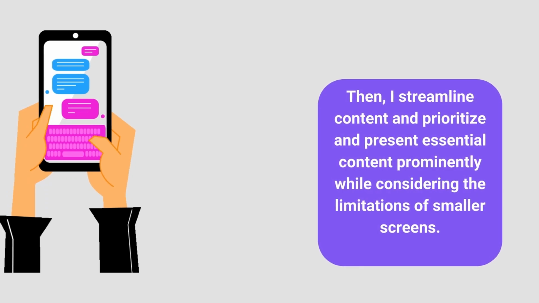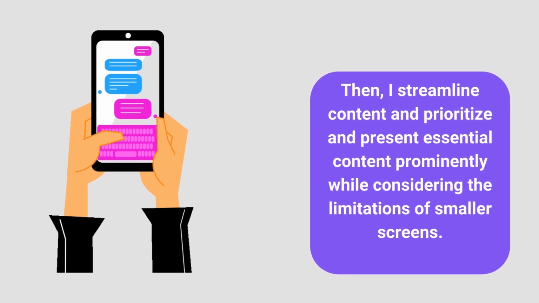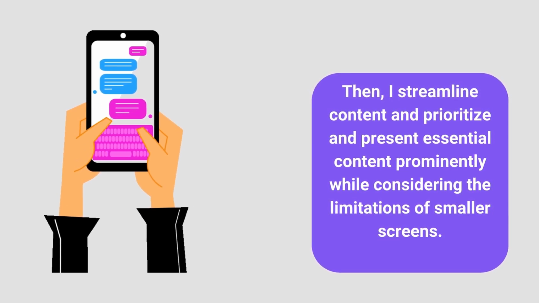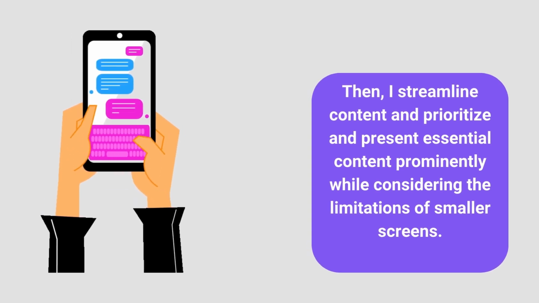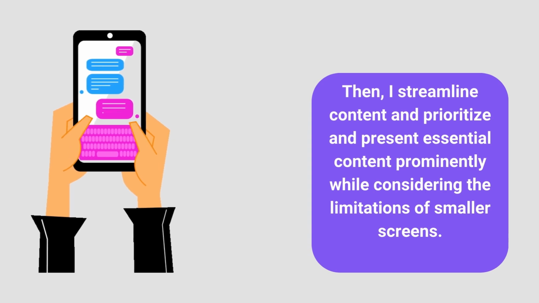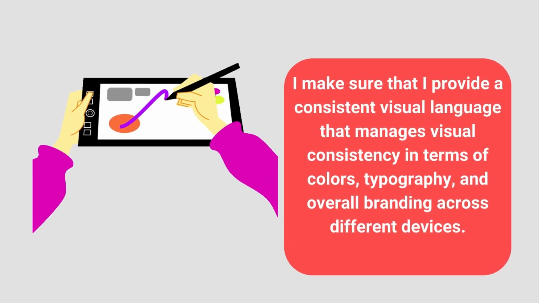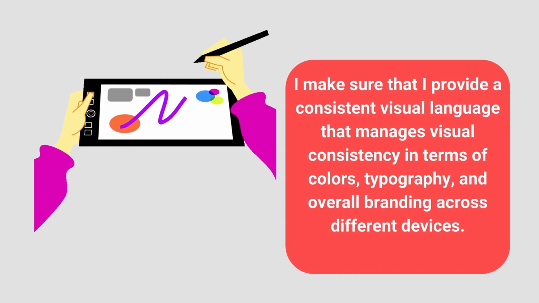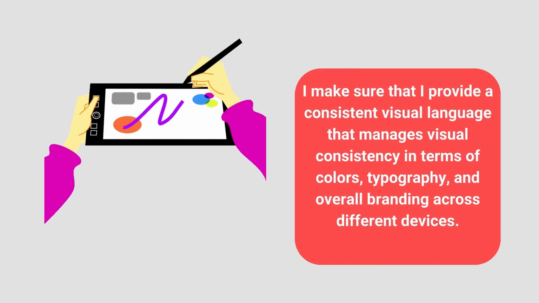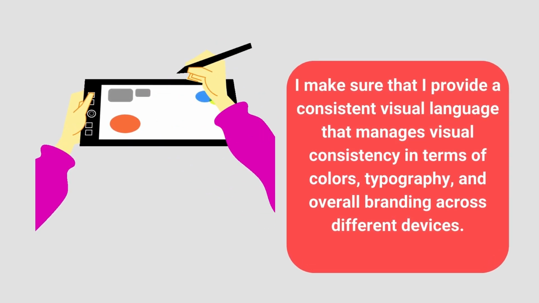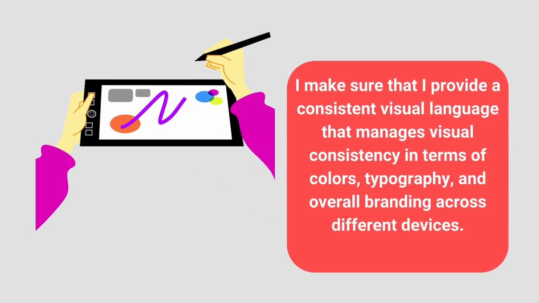Then I streamline the content and prioritize and present essential content prominently while considering the limitations of smaller screens. And then finally, I make sure that I provide a consistent visual language that maintains visual consistency in terms of colors, typography, and overall branding across different devices.